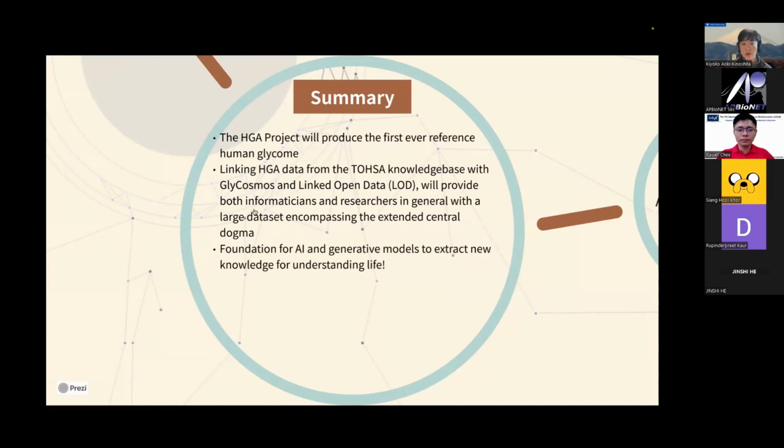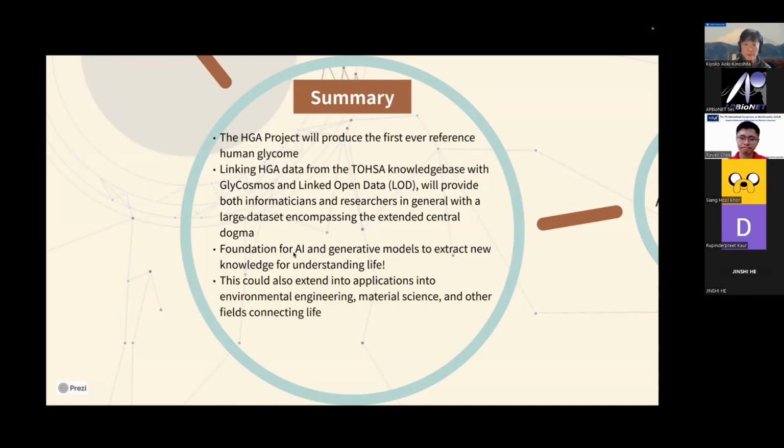And of course, all this data is very exciting for AI and generative models to extract new knowledge for understanding life. There's lots of hype, and I guess we'll also have lots of sessions later in this conference to understand how we can take advantage of AI, and we're hoping to provide the data to allow AI to work and get information that is meaningful for the life sciences.